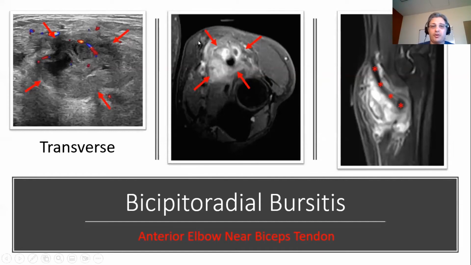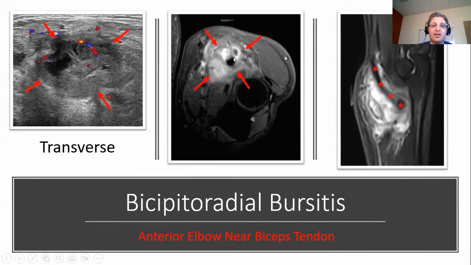Notice this large heterogeneous soft tissue mass along the anterior aspect of the elbow. It's not the appearance of the mass that makes the diagnosis, but its location. Notice where it is, surrounding this band-like hypointense structure, the biceps tendon.